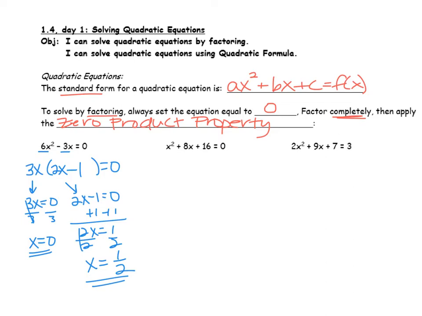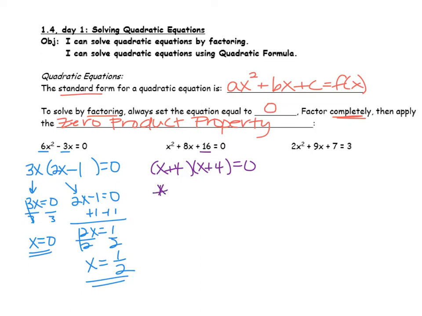Let's try another one. x squared plus 8x plus 16. In this case, let's try to factor 16 in such a way where we'd have two numbers that multiply to get 16, but add to get positive 8. Well, that's going to be 4 and 4. As we split this quadratic and set each part equal to 0, the x squared would separate into x times x, and 16 would break down into positive 4 times positive 4.